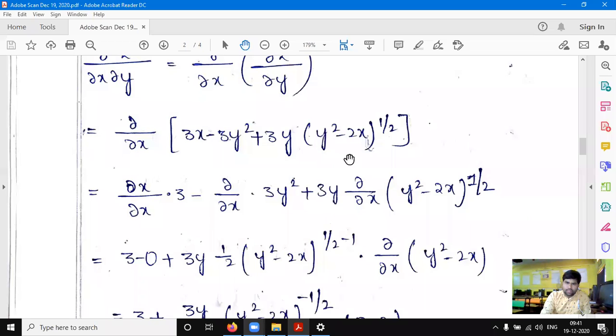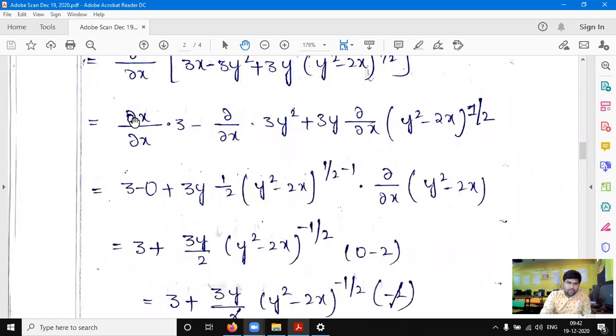Sorry, 3y into. In this term y is constant, so 3 into y is constant, we write 3y, dou by dou x into, applying partial differentiation with respect to x to this term, that is y square minus 2x all to the power of 1 by 2. So dou x by dou x is 1, 1 into 3 is 3, minus. The partial differentiation of y square with respect to x is 0 because we are doing it with respect to x.